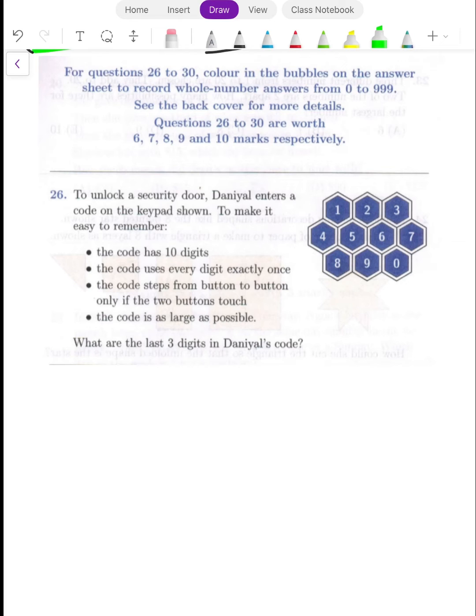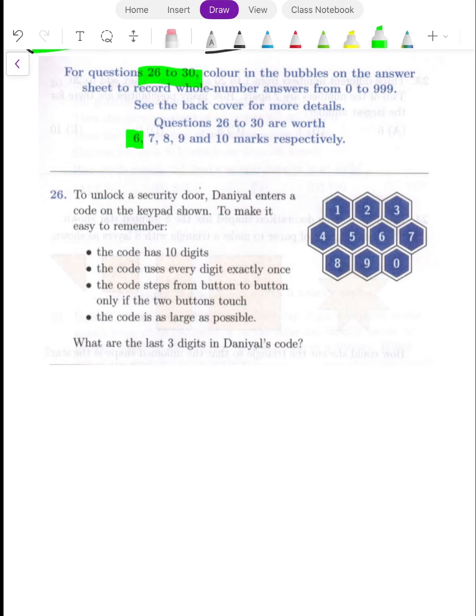Hello everybody, so here we are on the last section of AMC, Australian Mathematics Competition for 2023. All right, so these are questions 26 to 30, and these are some of the most challenging questions in the paper, and they go in increasing order of difficulty.